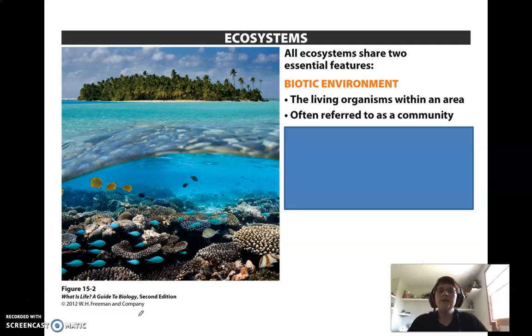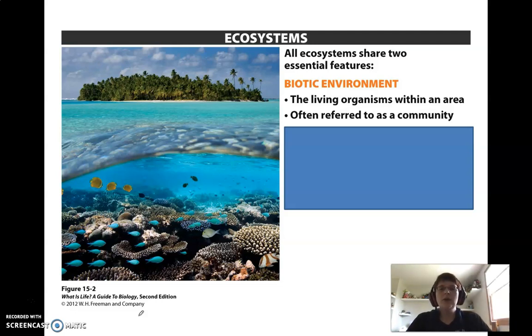Ecosystems are looking at two different parts. Each ecosystem contains these two parts. The first part is the biotic part of the ecosystem, the living part of the ecosystem. So this is all of the living organisms that are in an area. We often will call this a community.